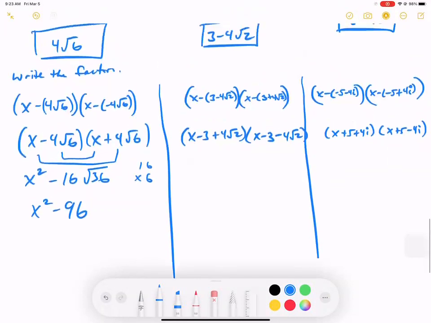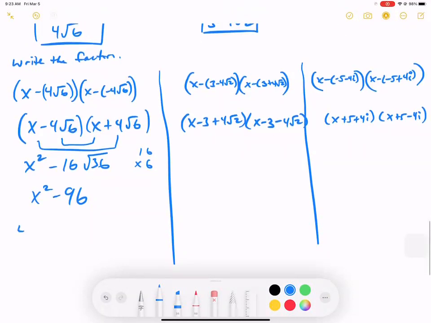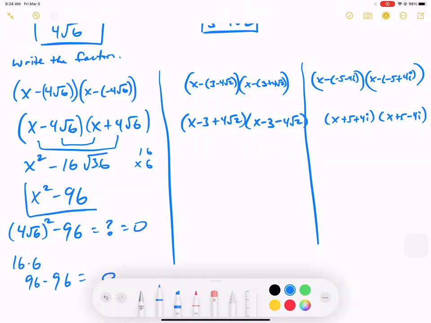Just to verify this, if I plugged in 4 square root of 6 into the problem, 4 square root of 6 squared, does that minus 96 become 0? 4 times 4 is 16. 16 times 6 is 96. Yep, that worked out. So that's my original polynomial.